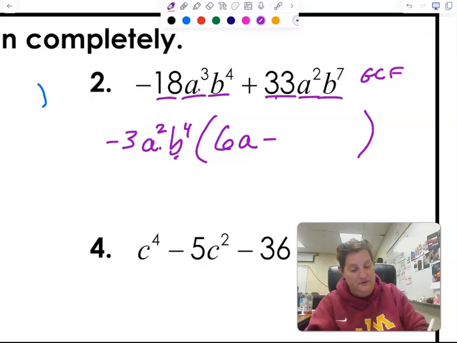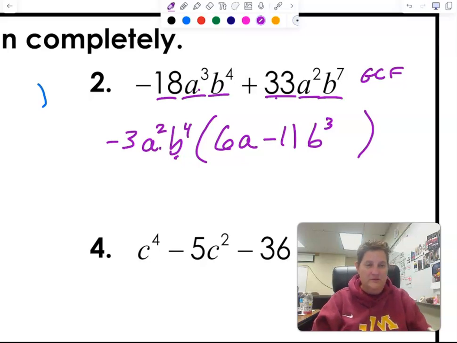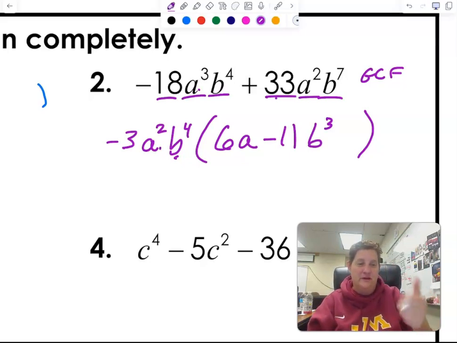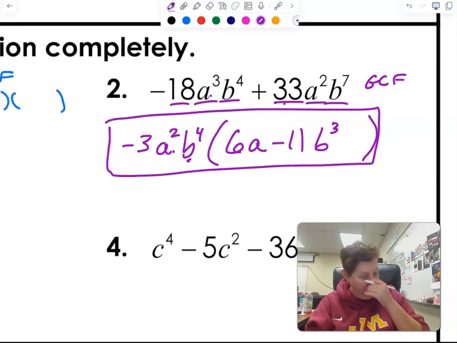33 divided by negative 3 is negative 11. I took out the a's, and I have b to the third left. And then I just check to see if this can keep going. Well, it's 2 terms. 2 terms would have to either be a difference of squares or a sum or difference of cubes, and this is neither, so that's it. Okay?